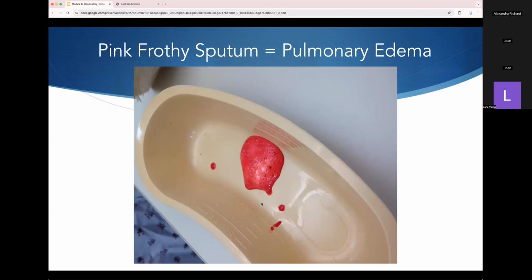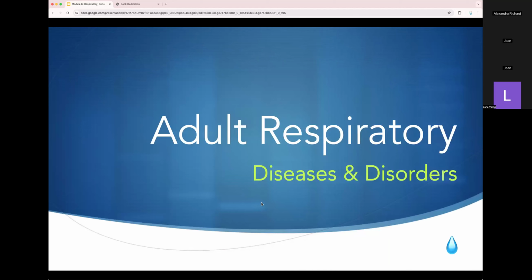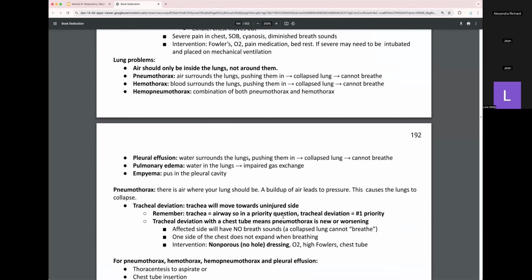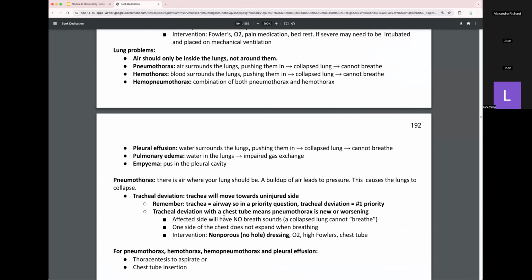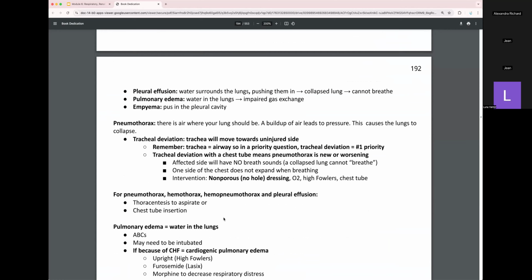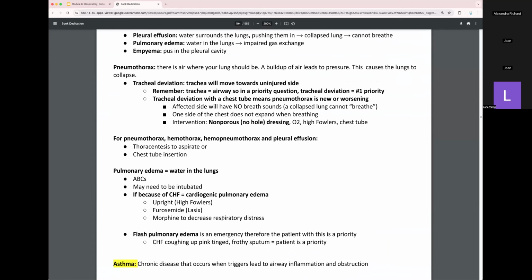Okay, so if you see the words pink frothy sputum on the NCLEX, this is what we call flash pulmonary edema. It is a medical emergency, and so diuretics would help this patient, and oxygenation. So this is an emergency. So make sure you are reading your study guide so that you can understand the treatments.